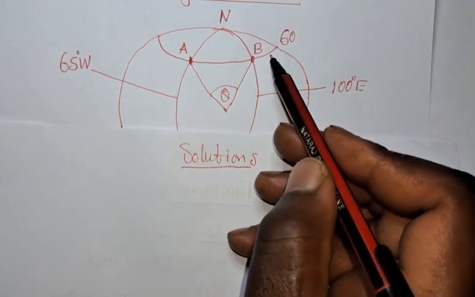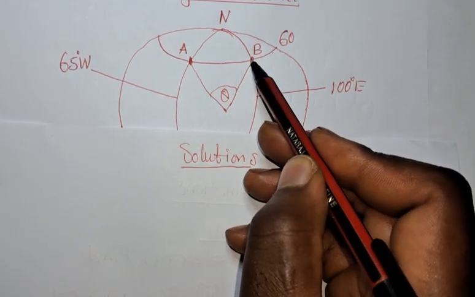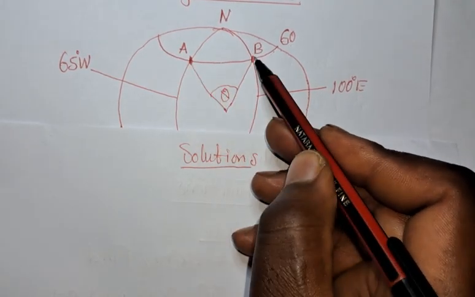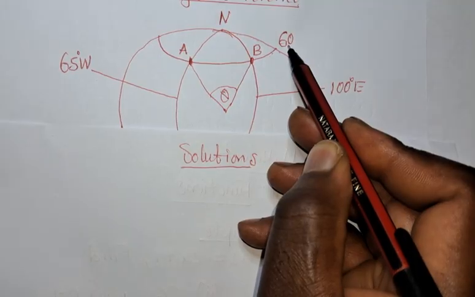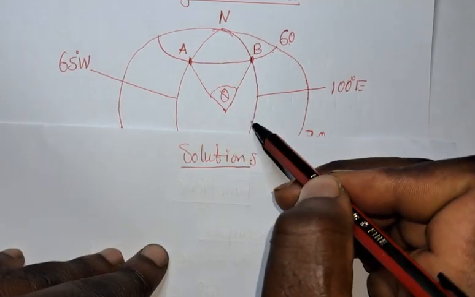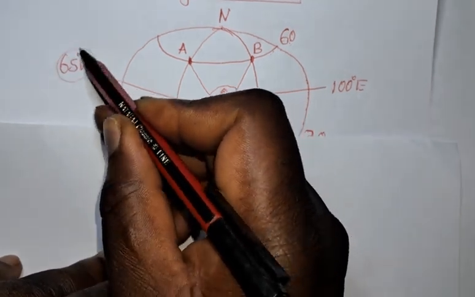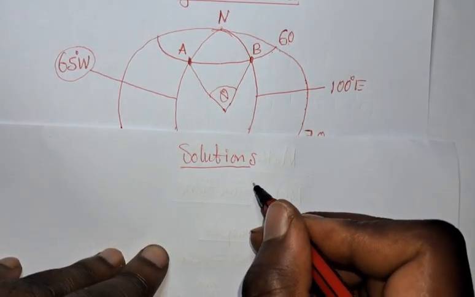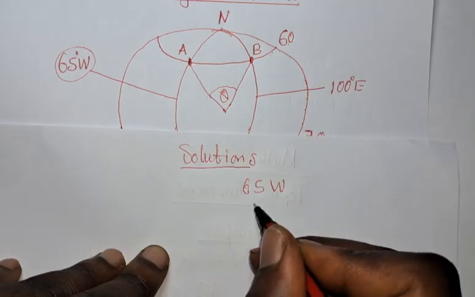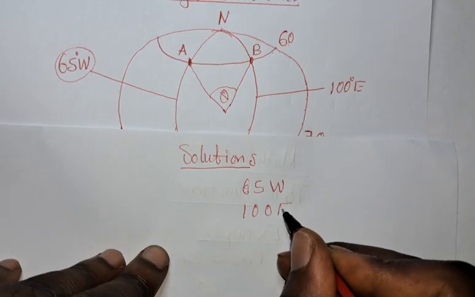This is the latitude, 60 degrees. When they are saying the angle difference between A and B, they are considering that the latitude is 60 degrees, so the two points are sharing the same angle. Where are you going to pick the values that you are going to use? You are going to consider the longitude passing at point B and the line passing at point A. This is 65 degrees west, so we are going to pick 65. You are saying 65 degrees west plus 100 degrees east.